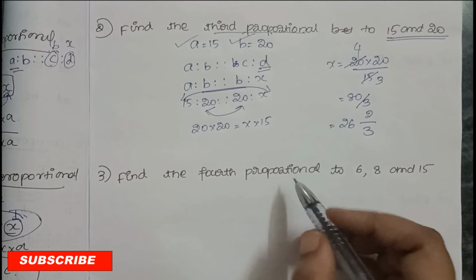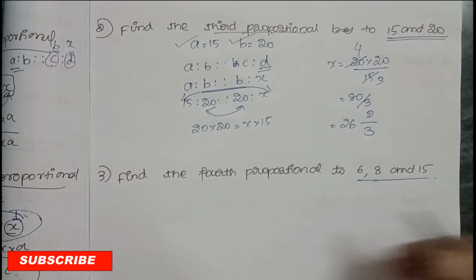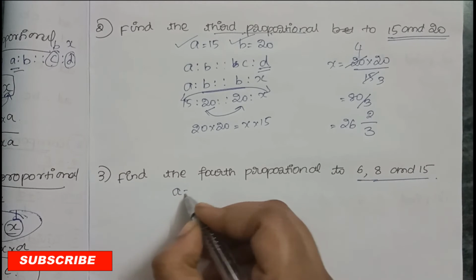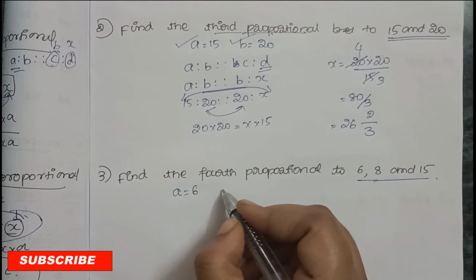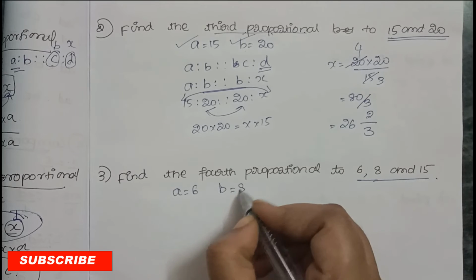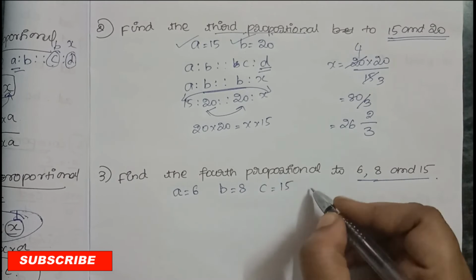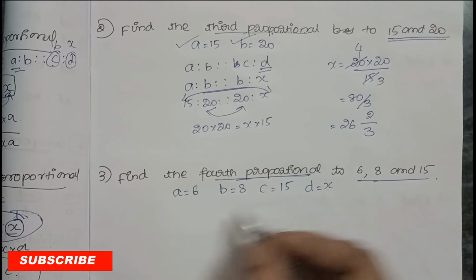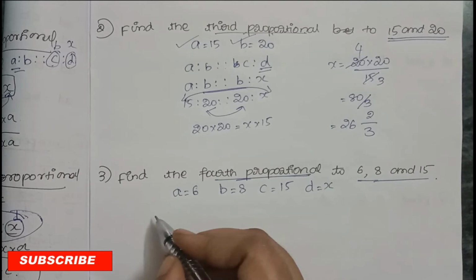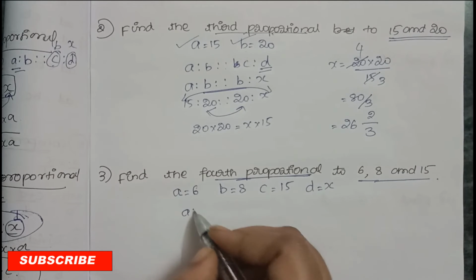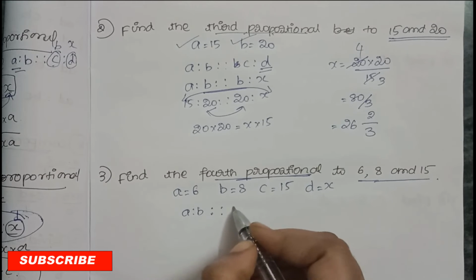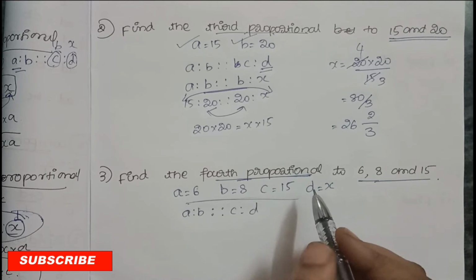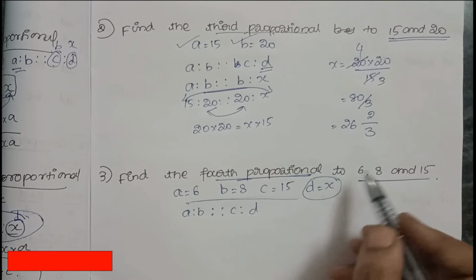Find the fourth proportional to 6, 8 and 15. Here three values are given. So the first value is A is equal to 6, B is taken as 8, C is equal to 15. We have to find the D. D value is taken as the fourth proportional. So first write the general form: A is to B is proportional to C is to D. Here the A, B, C three values are given, only the fourth value we have to find.